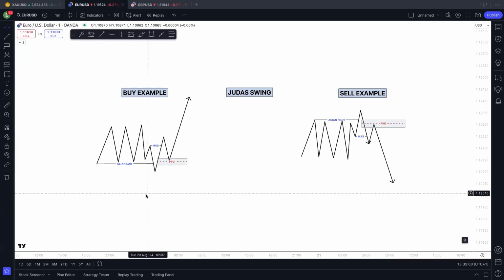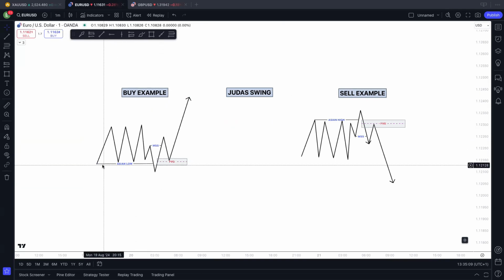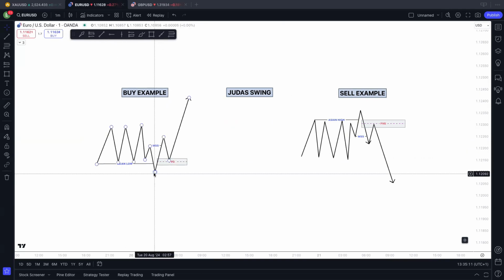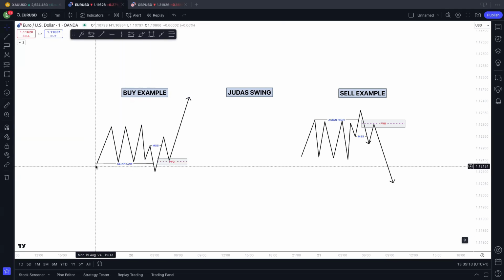The Judas swing happens when Asia session finishes and the beginning of London session starts. For a buy example, you want the Asian low to be swept, as this is liquidity being swept, sell side liquidity. As you can see from this example here, we had the sell side liquidity being swept. We then had a market structure shift, which then left behind an imbalance, a fair value gap, and this is where we would take our buy from.